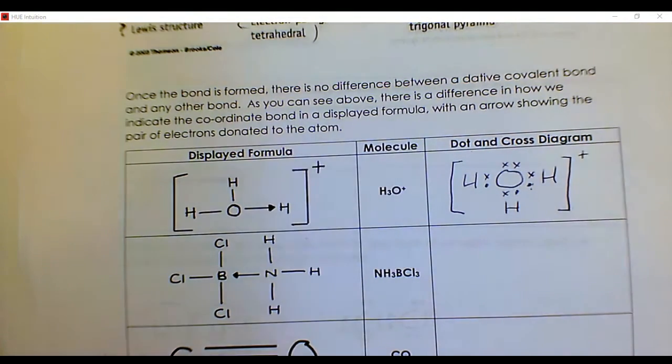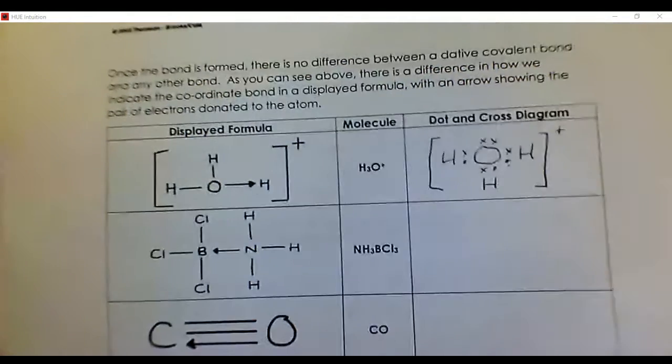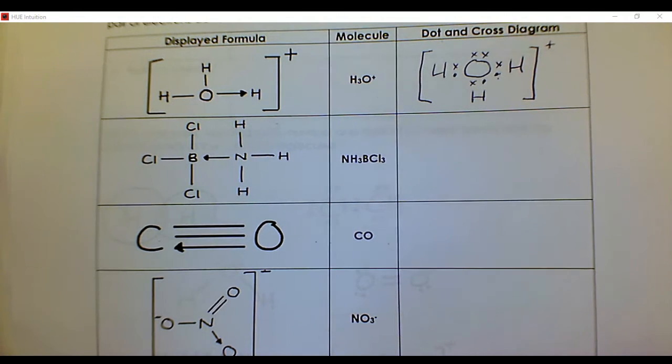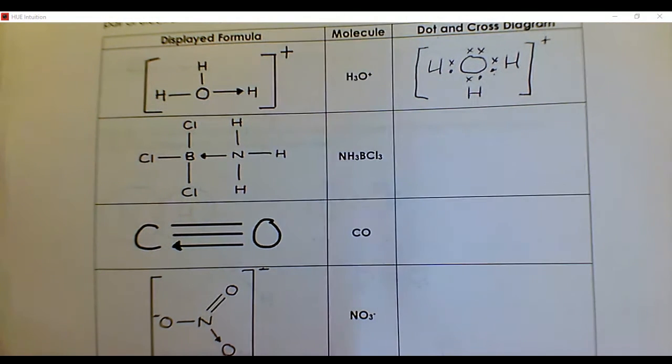Okay. Now, this next one is what's called an adduct. It's ammonia coordinate bonding to BCl3, boron trichloride. So what I suggest you do is draw the atoms.